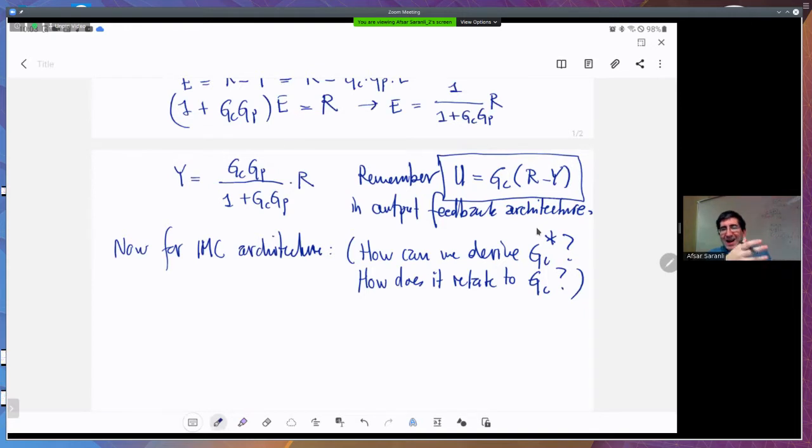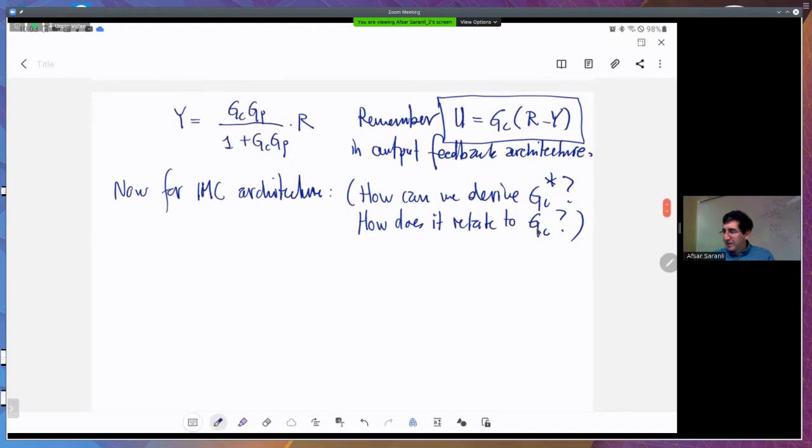Obviously you can also use the IMC architecture, but if you use the IMC architecture, you will not be talking about a PID controller anymore. You are talking about, in that case, a different way of implementing the controller. Okay, so let's derive the closed loop transfer function first. Now we still write the error as r minus, in this case we have y minus y tilde. Okay, and therefore we have u is equal to gc star times r minus y plus y tilde.